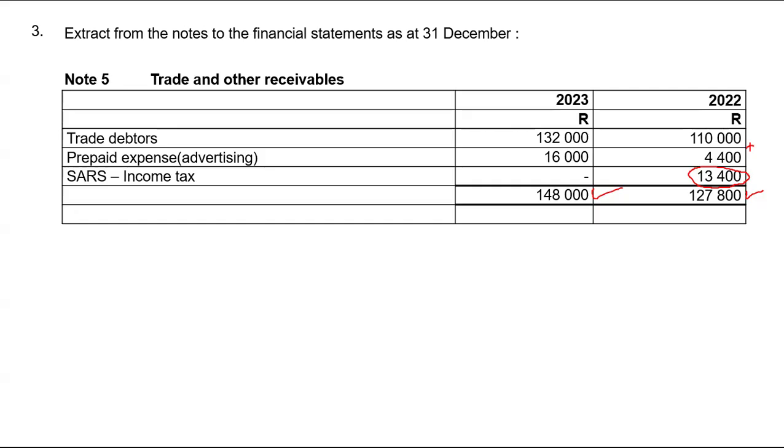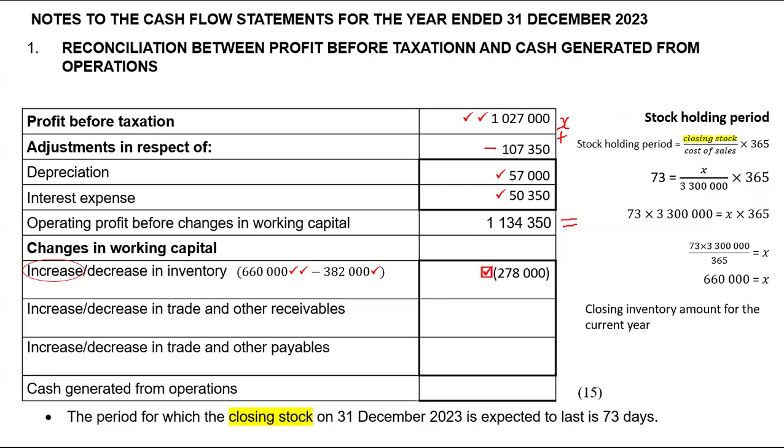Here we said it'll be an increase, so I am going to take that 148,000 minus 14,400. So there's an increase. An increase, as I've said, will be an outflow. So it will be 148,000 minus 14,400, which will be an outflow of 33,600.